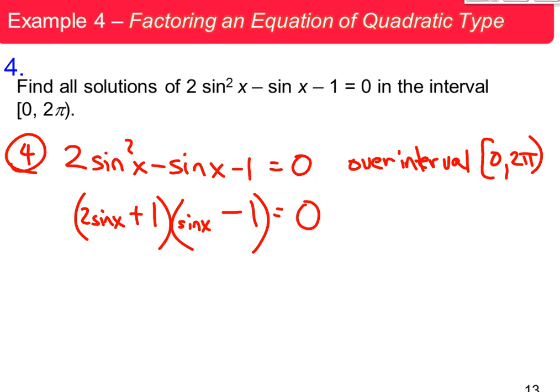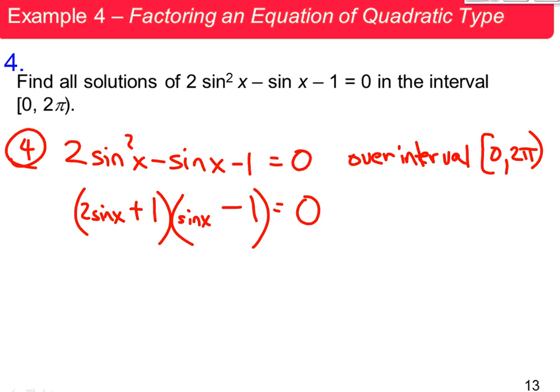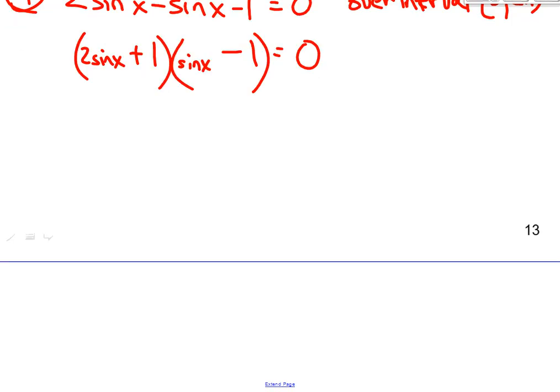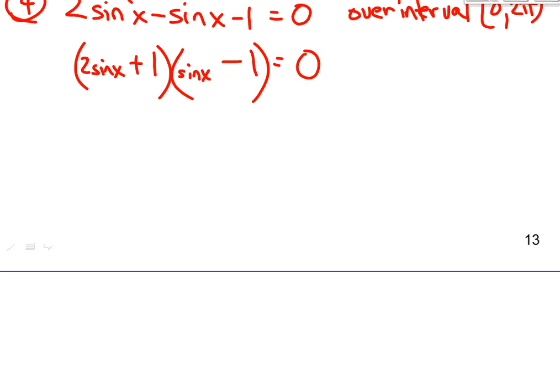First terms, 2 sine squared x, so that's good to go. Outside minus 2 sine x, inside plus 1 sine x, that gives me a middle term of minus sine x. And then last terms, negative 1. So then I get two nice little factors, and I can set them equal to 0, and I can use my table of values. I already feel like they're going to work out super great.